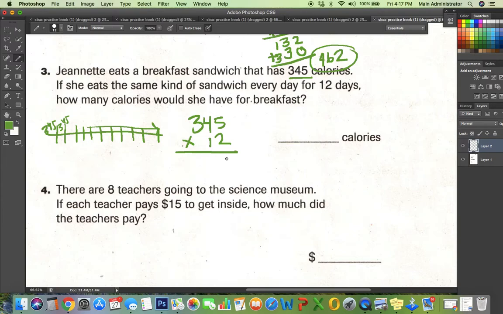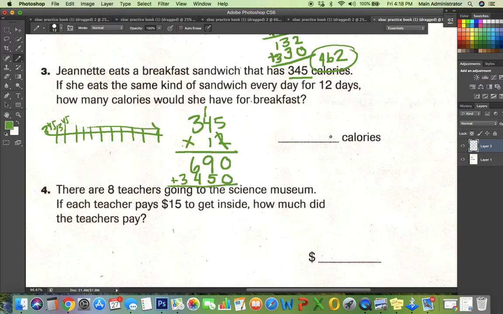5 times 2 is 10. 4 times 2 is 8. 1 more is 9. 2 times 3 is 6. I'm done with this 2. I'm putting a 0 as a placeholder to show that this 1 is in a new place value. 1 times 5 is 5. 1 times 4 is 4. 1 times 3 is 3. I'm going to add this up. I got a little too close. I'm going to put the answers over here.